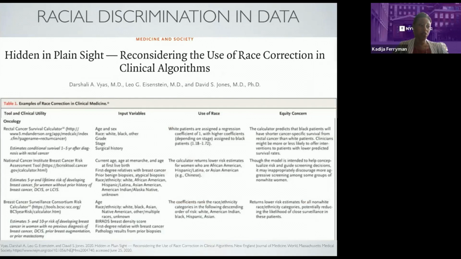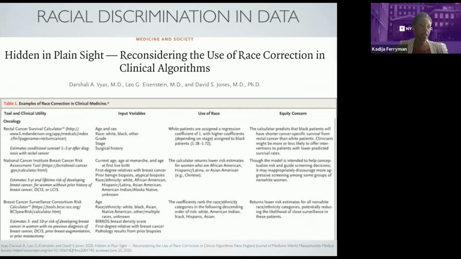The article "Hidden in Plain Sight," published this year, examines the use of racial correction in clinical algorithms. The authors show that racial correction happens in multiple specialties, including oncology. And this image here is just an excerpt of the larger table that the authors provide of the use of racial correction in multiple specialties.